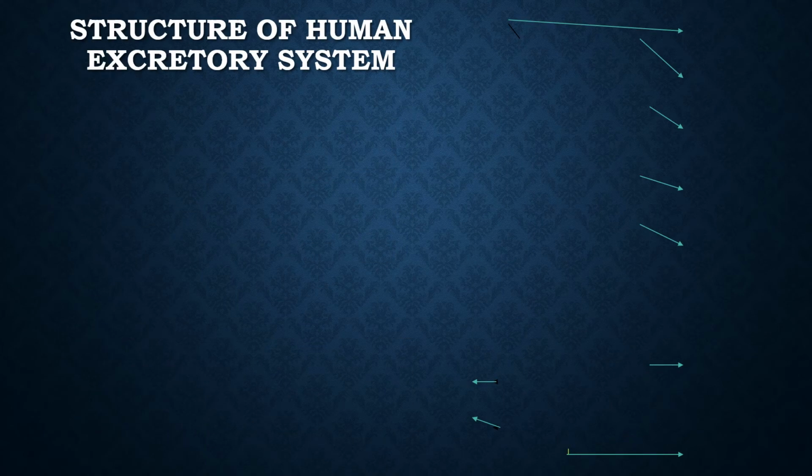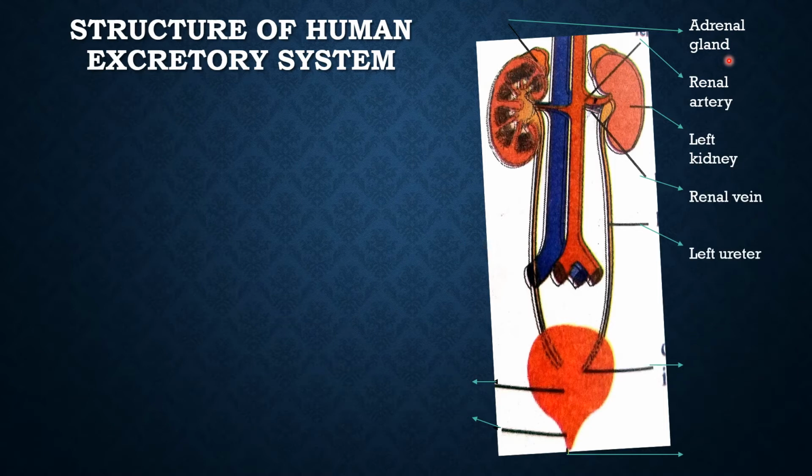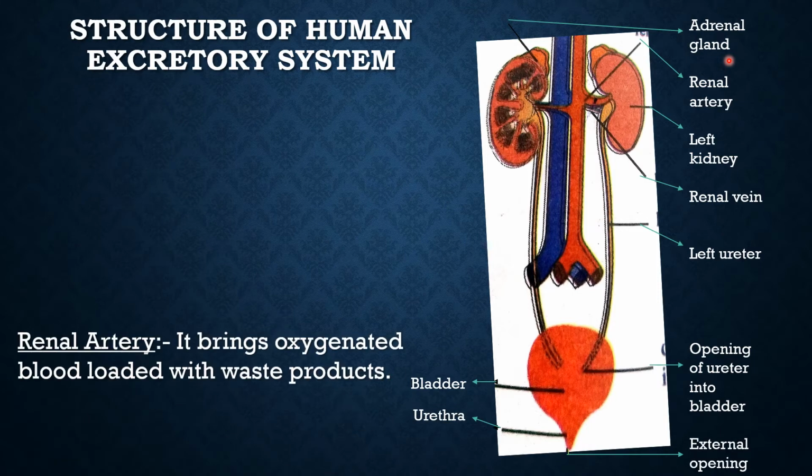Now let us see the structure of the human excretory system. This is the structure of the human excretory system. Parts of the excretory system: adrenal gland, renal artery, left kidney, renal vein, left ureter, opening of ureter into bladder, bladder, urethra, external opening.